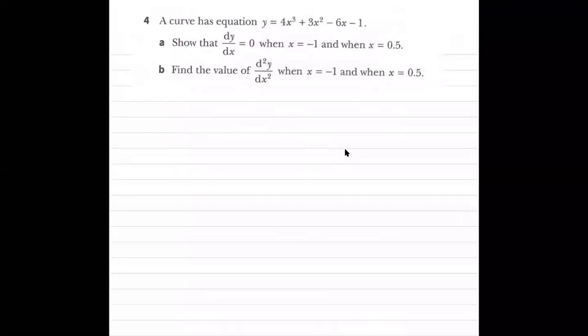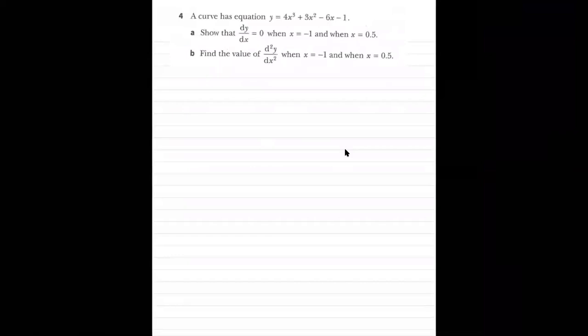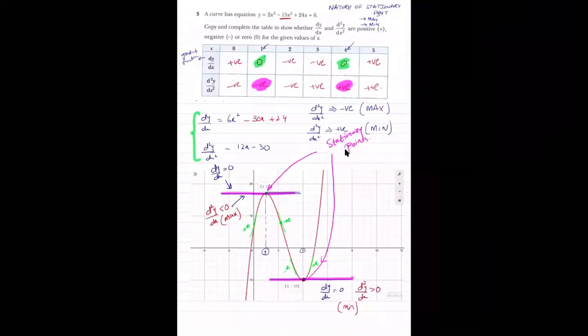Sir, so the double differentiation only gives us the nature of the stationary points, right? Yes, it just tells us about the nature of the stationary point. Is the point minimum or is the point maximum? If the second derivative is negative, then it's a maximum point. If the second derivative is positive, then it's a minimum point. Now we are talking about stationary points, and for stationary points, we must have the first derivative 0.